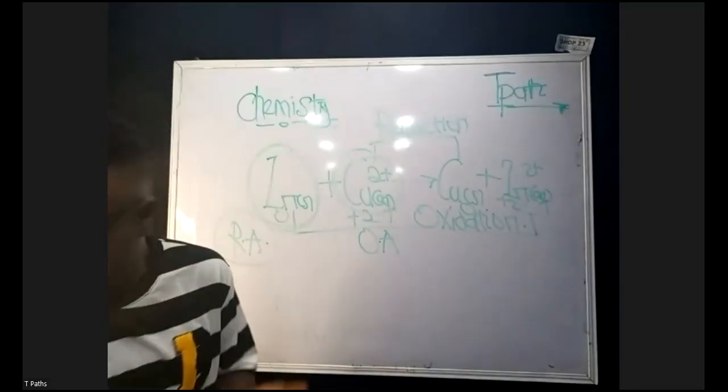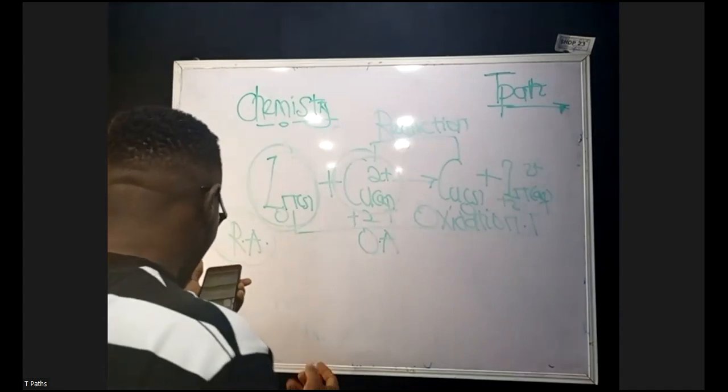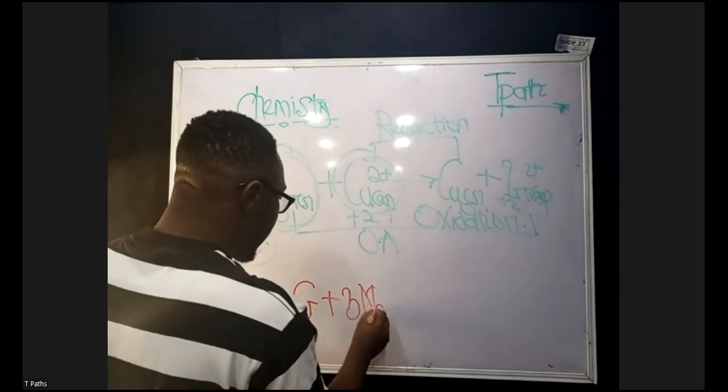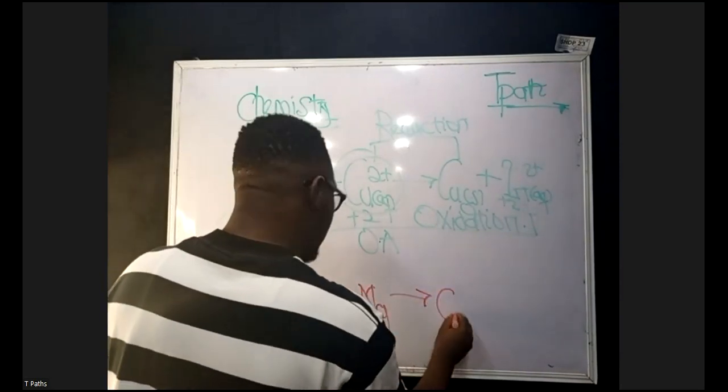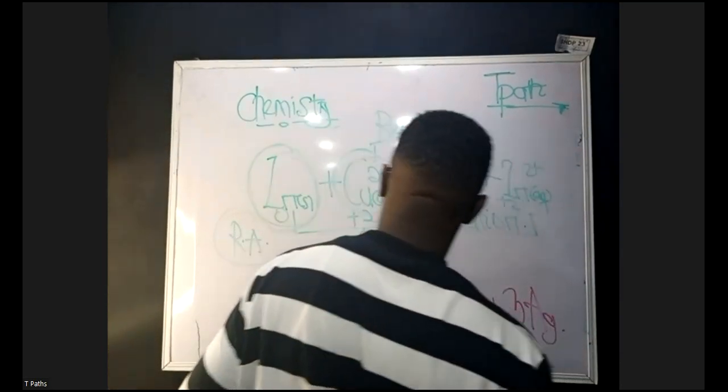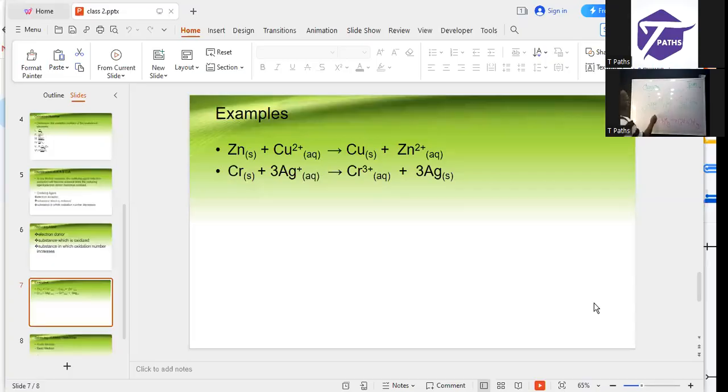Now, if I pick another example from what I have there: chromium plus 3 Ag+, giving us chromium 3+ plus 3 Ag. Now, chromium going from 0 to plus 3 is oxidation. 3 Ag+, so plus 1 to 0, is reduction.